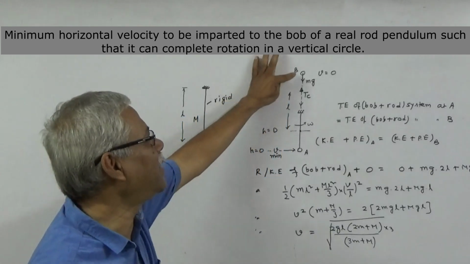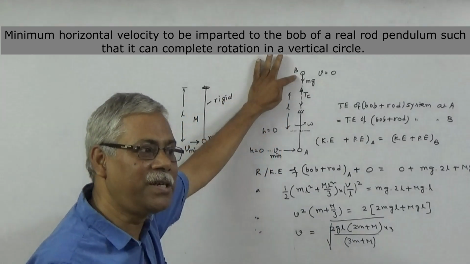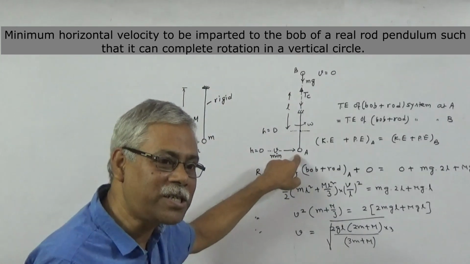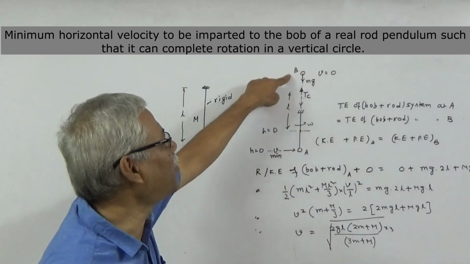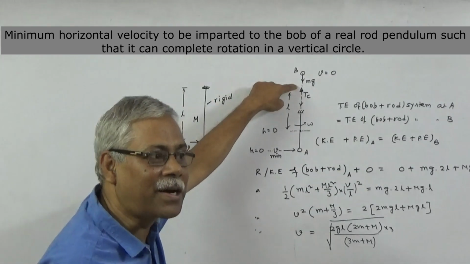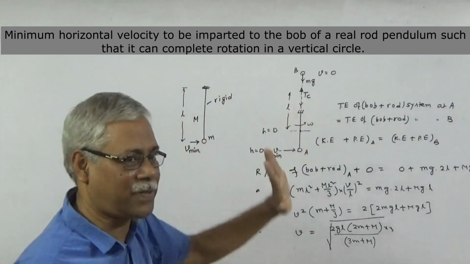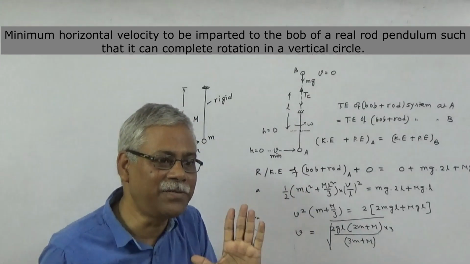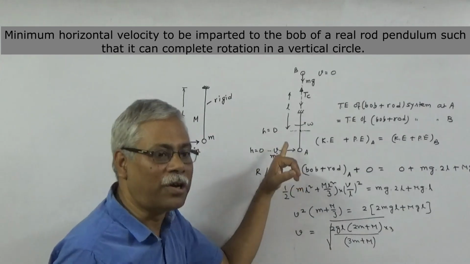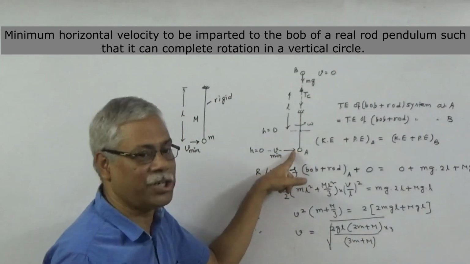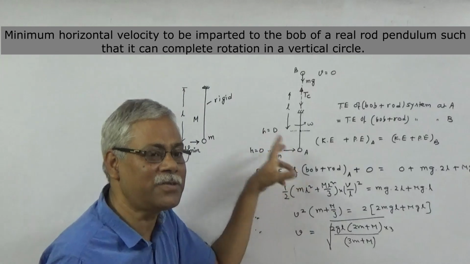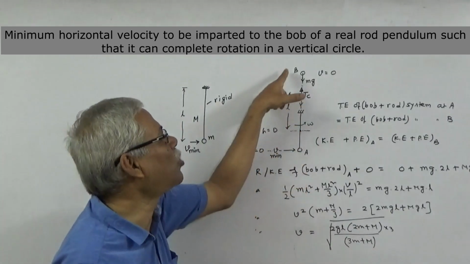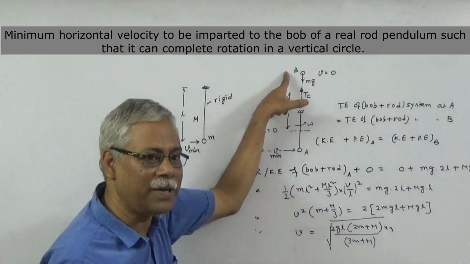First point is, at the highest point the velocity becomes 0 for the minimum velocity imparted at the lowest position, because the weight of the body will be balanced by the compression produced in the rod. This is the first point. Second important thing is, we will apply energy conservation. There is no non-conservative force, so the total energy of the system, what is our system? Bob plus rod at position A is equal to the total energy of the system at position B.